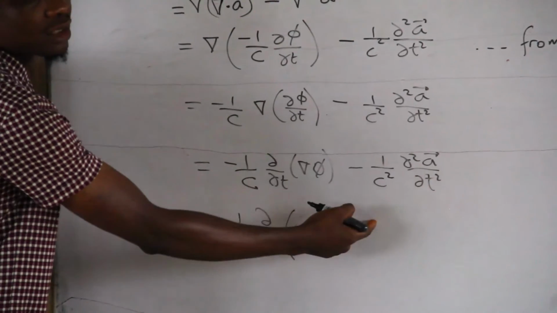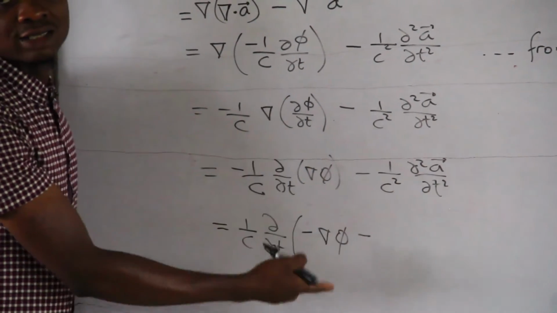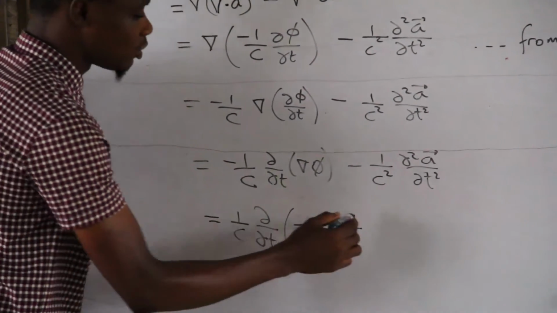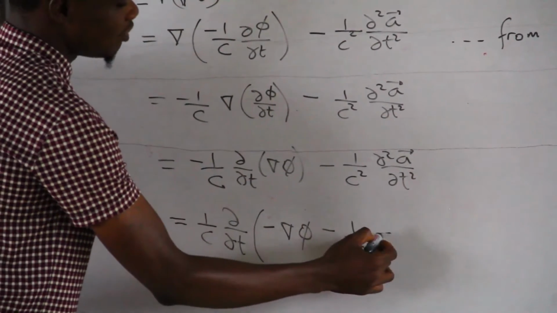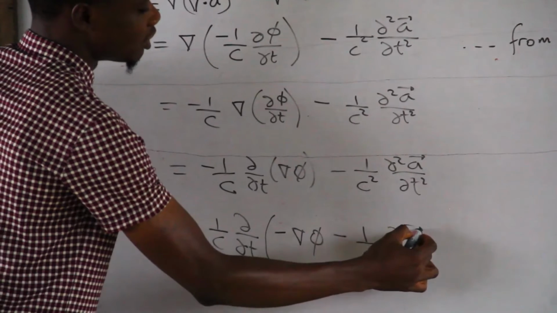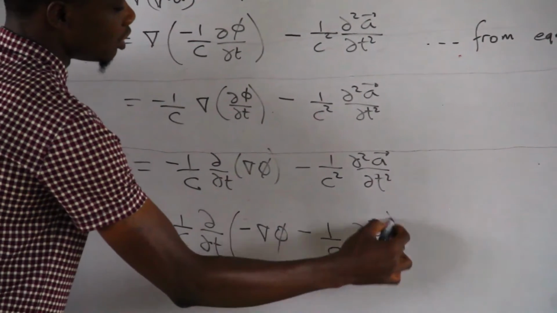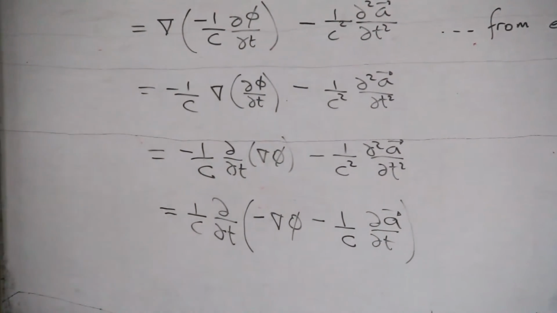I moved out 1 over c. This will have 1 over c left. Is it clear? Because I moved out 1 over c. This is 1 over c. I move out del t. This will have another del t left. So there's a del t. Does that make sense? You understand that?